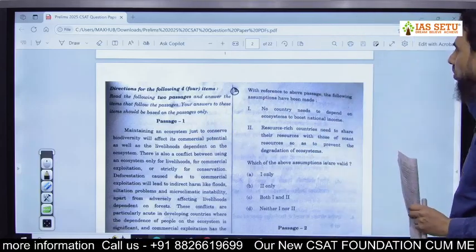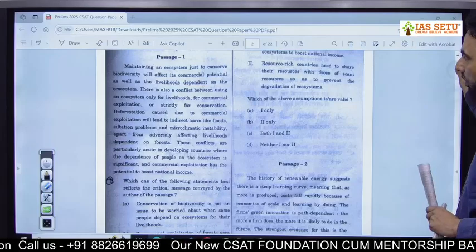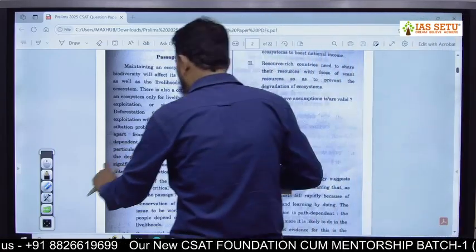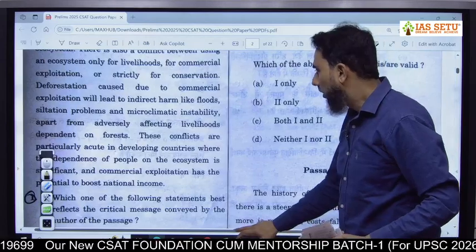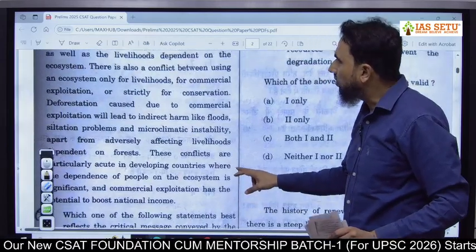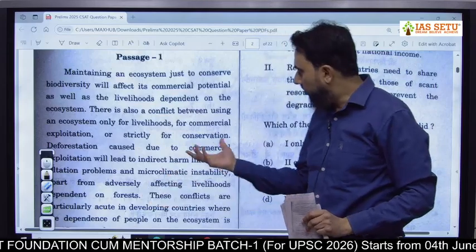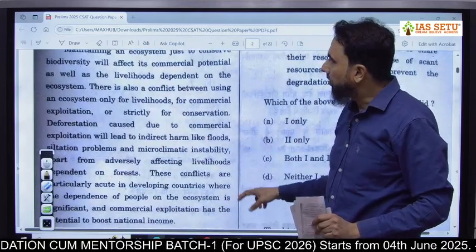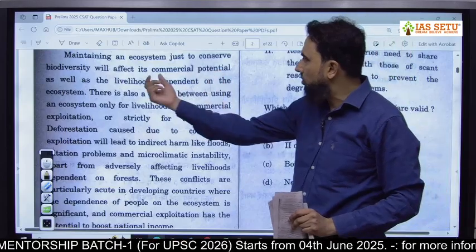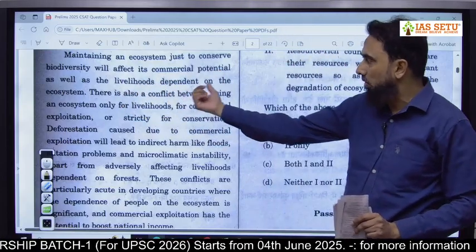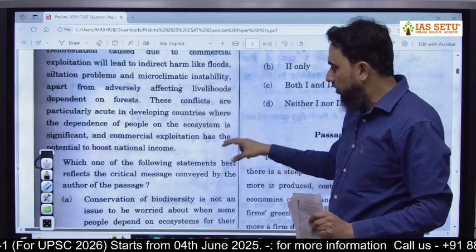So passage number 1 on your screen, and this is A series. Passage number 1, the good thing was that passages were quite comprehensible. I mean, they were very common topics and small in length. So the first passage talks about maintaining an ecosystem just to conserve biodiversity will affect its commercial potential as well as the livelihoods dependent on the ecosystem. So this is the passage. There are 2 questions based on this.